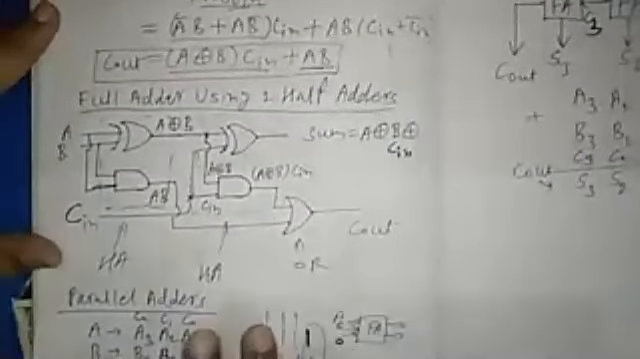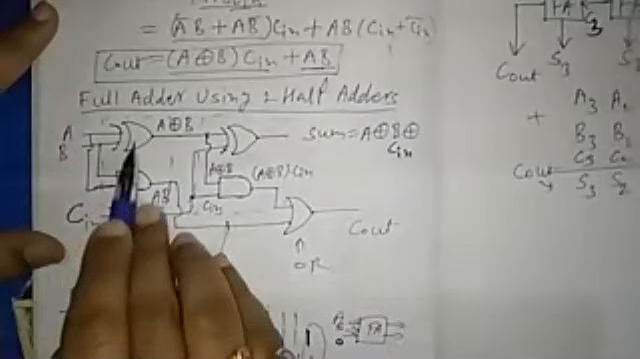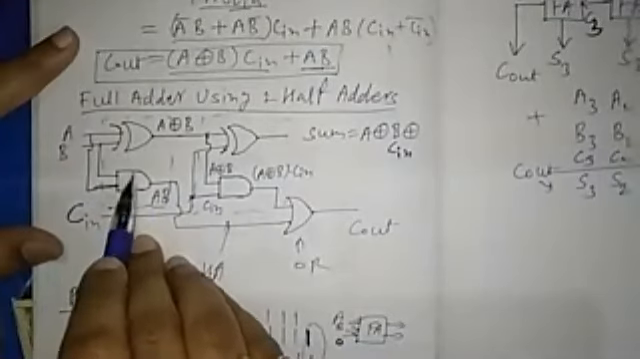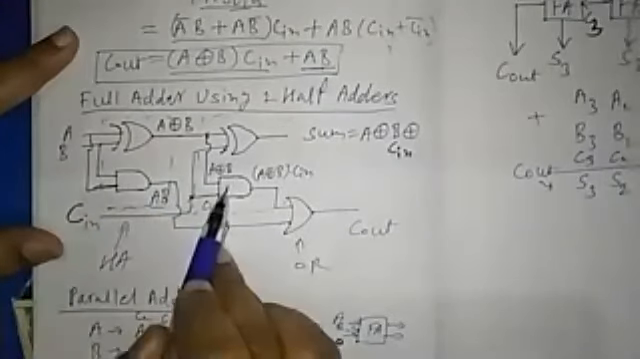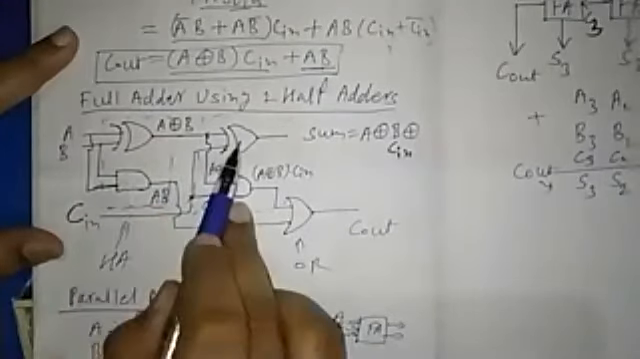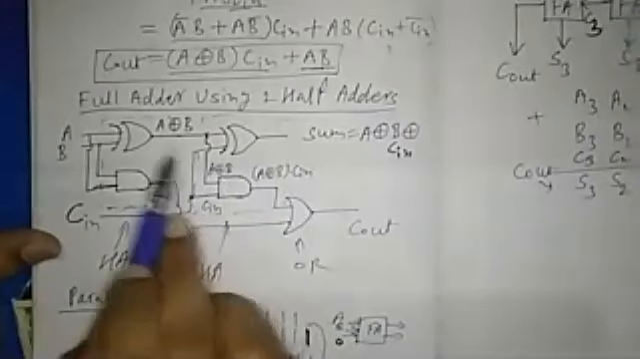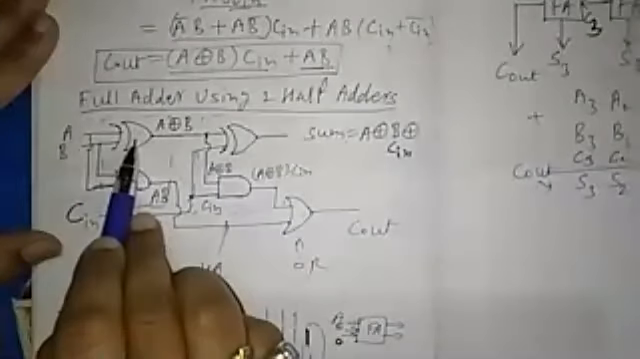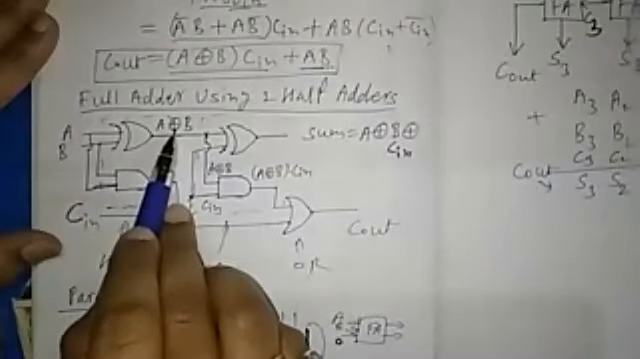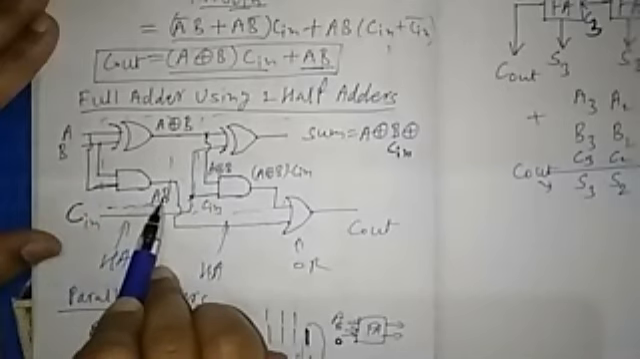Now, two half adders means you have seen that XOR and AND gate. XOR and AND gate is a half adder. Therefore, XOR and AND, XOR and AND. I will just put the XOR and AND gate, XOR and AND gate, two half adders. Now, after that, A and B I will give for the first XOR gate. Therefore, A XOR B, then AB I will get here.